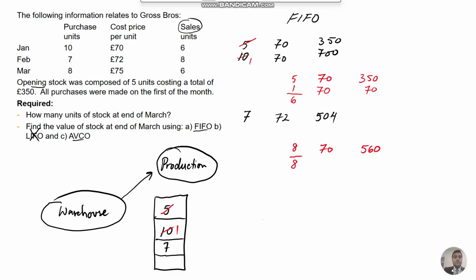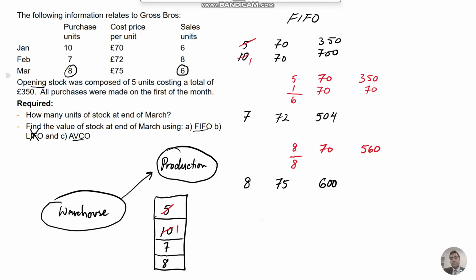Now moving on to the month of March. In the month of March he bought 8 units. So let's update our shelves. There are 8 units. The price is 75. So 8 into 75 is 600. And then he issued 6 units.